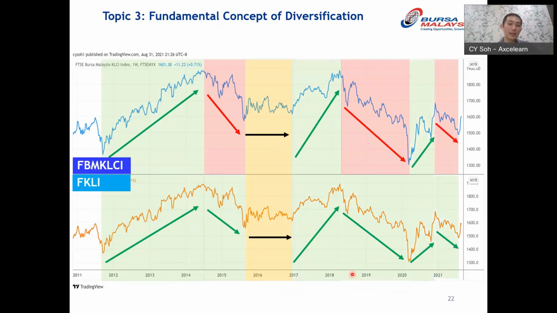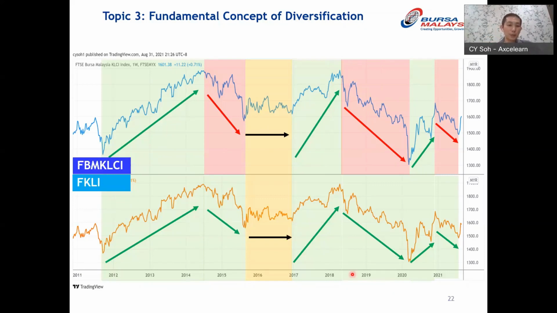So here we can see that. Can you see that both the FKLI index futures and the stock market go in the same direction? Can you see that or not? FKLI and the FBM KLCI go in the same direction. So here we can see that index futures are still considered very, very highly correlated towards the stock market.